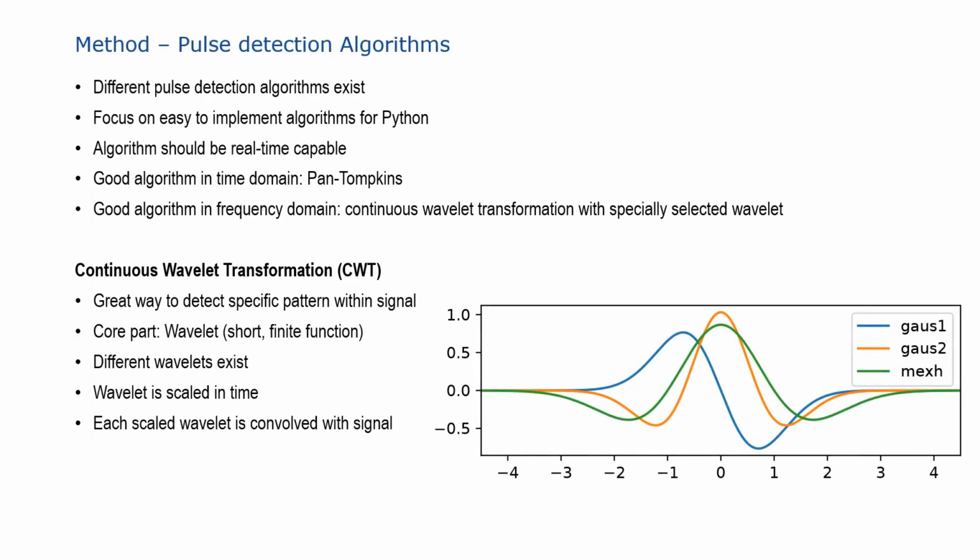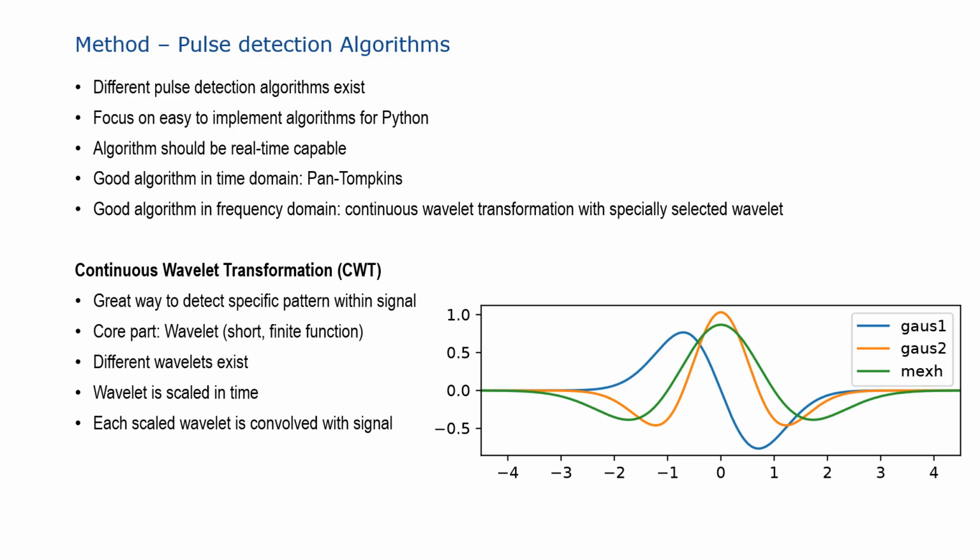First, we had a look at algorithms for pulse detection for ECG and PPG signals. Multiple different algorithms exist, and we focused on algorithms which we could implement in Python within a reasonable amount of time. The algorithms should be real-time capable, which means that we want it to analyze the data while it is being recorded. Furthermore, we wanted to be able to run it on standard low or mid-range hardware.